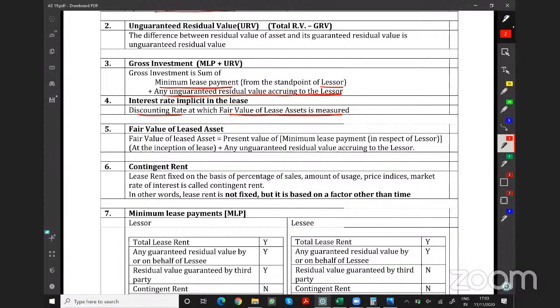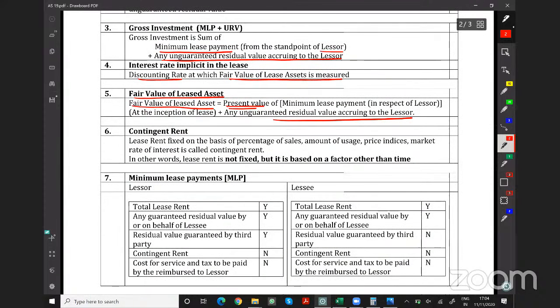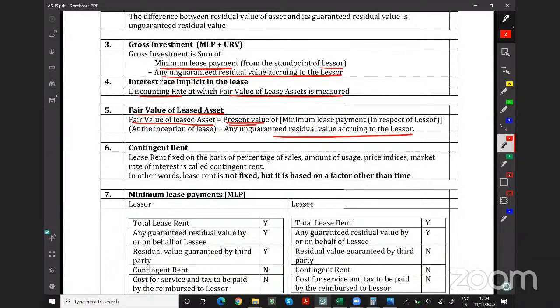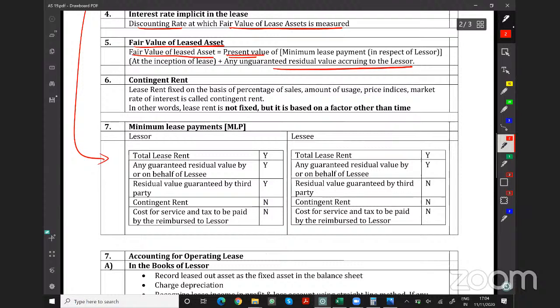What is this? Fair value of the lease asset. Fair value of the lease asset is the present value of minimum lease payment in respect of the lessor at the inception of the lease plus any unguaranteed residual value accruing to the lessor. So what do you mean by minimum lease payment? What do you mean by fair value of the lease payment? What do you mean by interest rate implicit? First we will understand what is minimum lease payment.